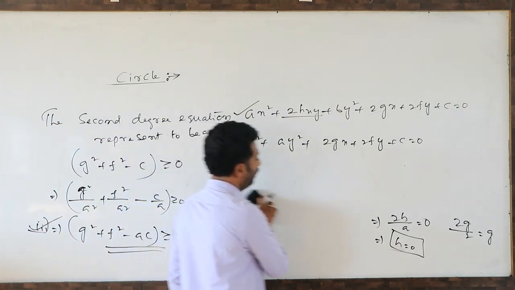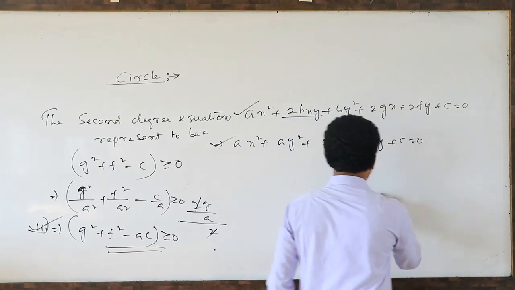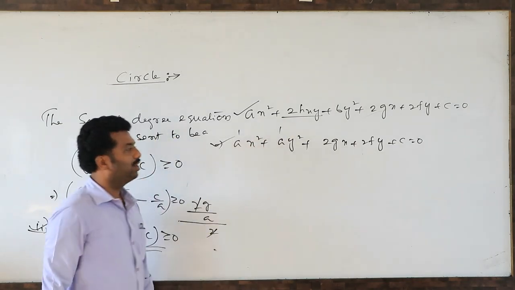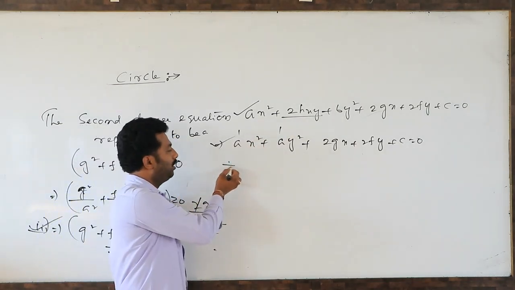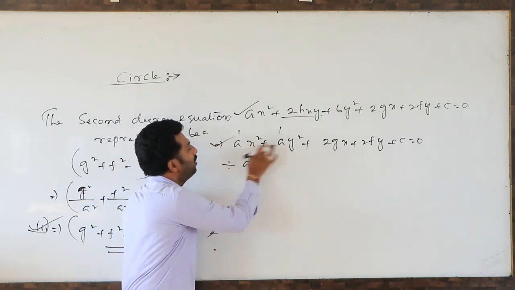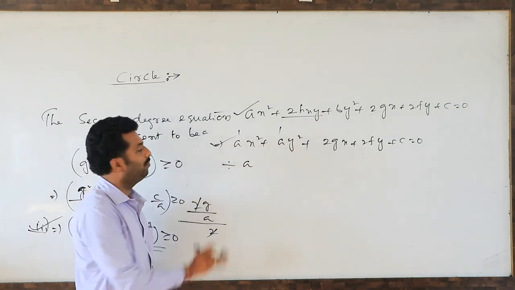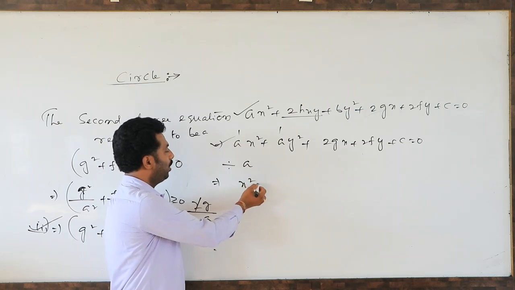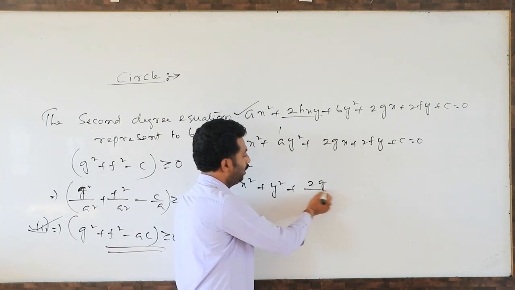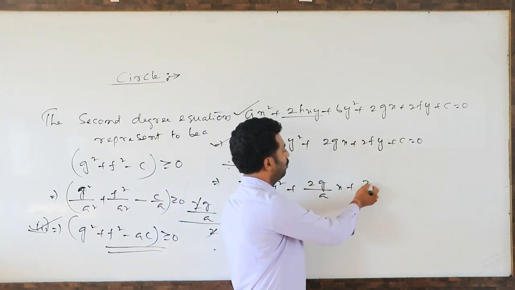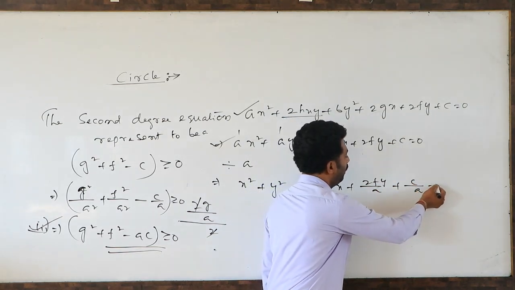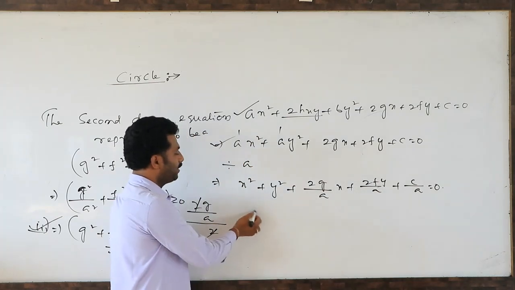Then what are the center and radius? Before calculating center and radius, you have to make the x square and y square coefficients 1. To make them 1, first you have to divide by the common term. So if I divide, what will we get? x square plus y square plus 2g divided by a plus 2f divided by a plus c by a equal to 0. Now you can write the center clearly.